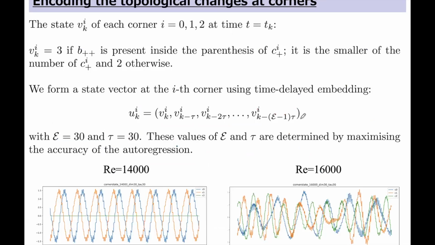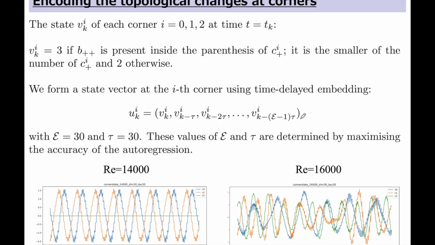Okay, in this slide, I'm going to explain how to apply the CCM analysis to our topological data analysis. In order to apply CCM, we have to vectorize the topological information. First, we define a state v_k^i of each corner i, 0, 1, 2, at each time t_k. Then v_k^i is 3 if the B++ is present inside the parenthesis of C plus i in the topological mode.